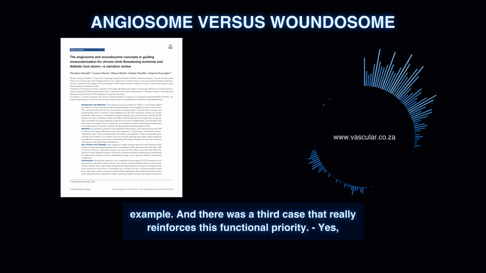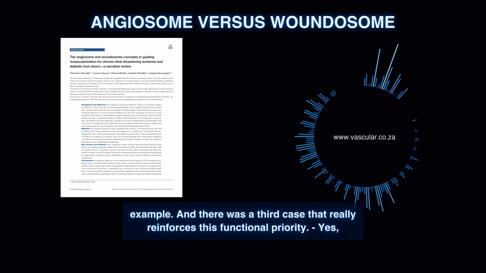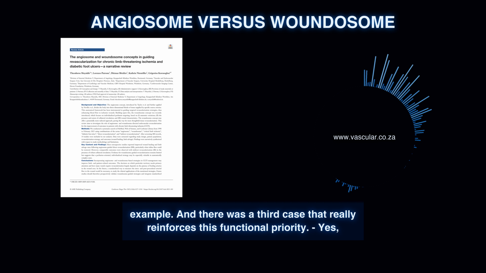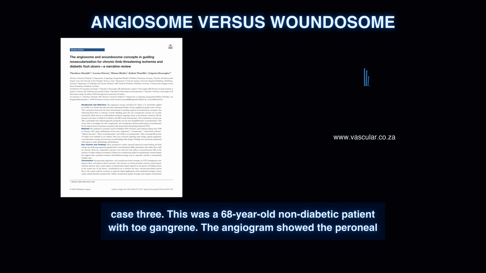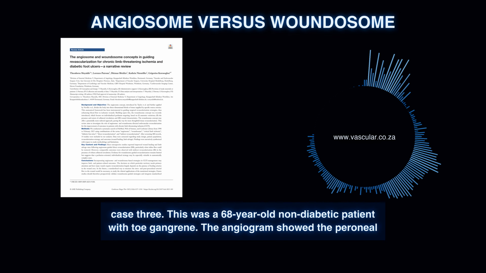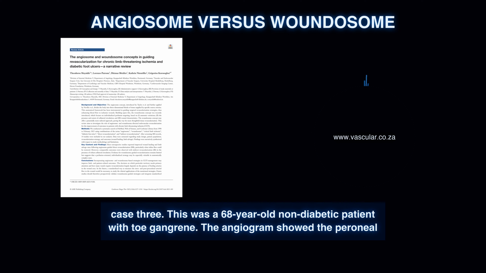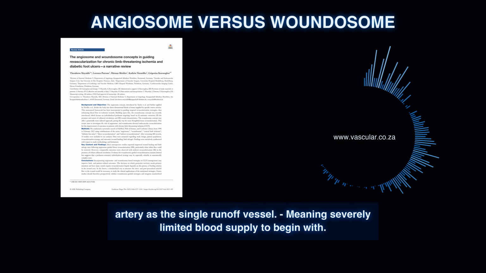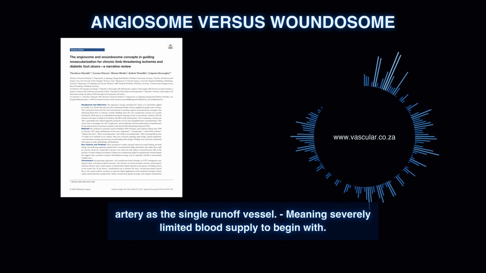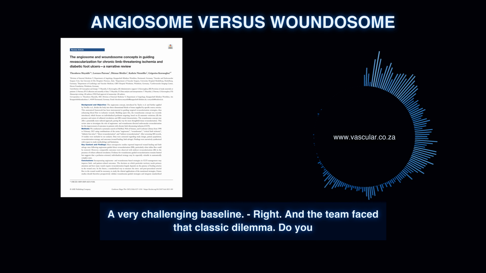That's a powerful example. And there was a third case that really reinforces this functional priority. Yes. Case 3. This was a 68-year-old non-diabetic patient with toe gangrene. The angiogram showed the peroneal artery as the single runoff vessel. Meaning severely limited blood supply to begin with, a very challenging baseline.